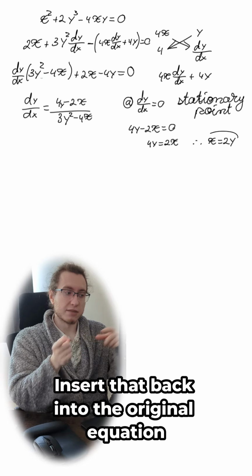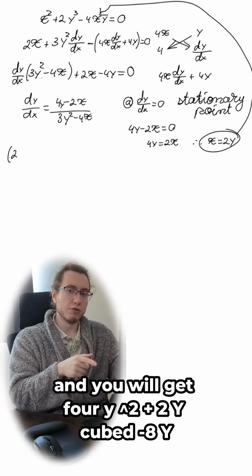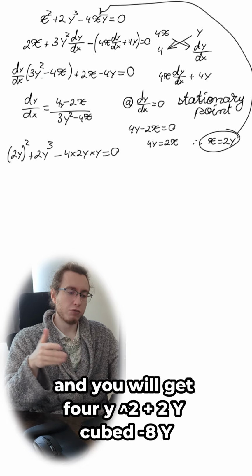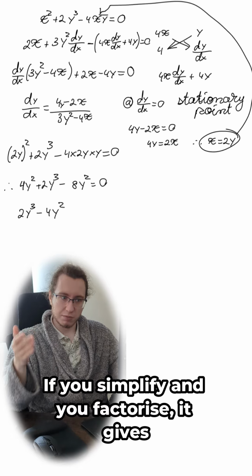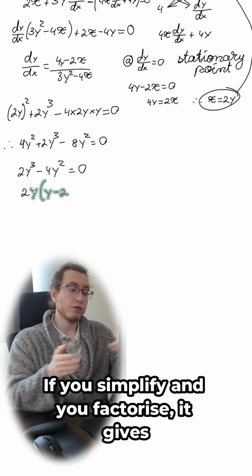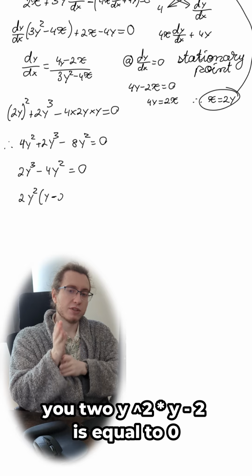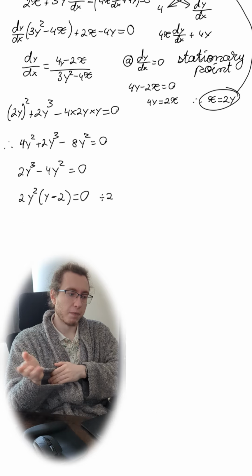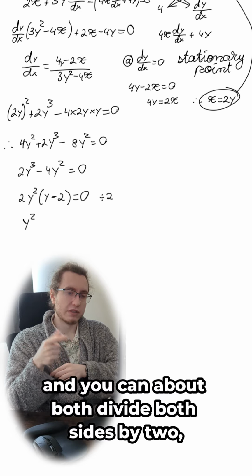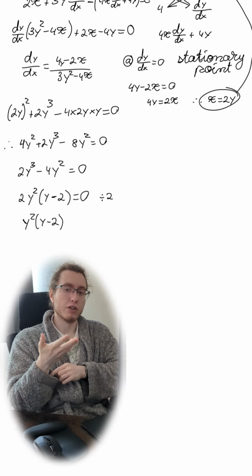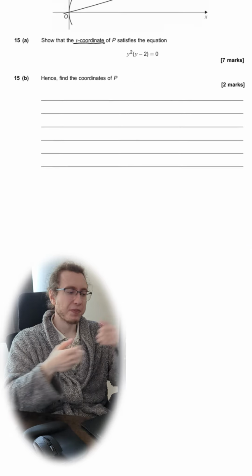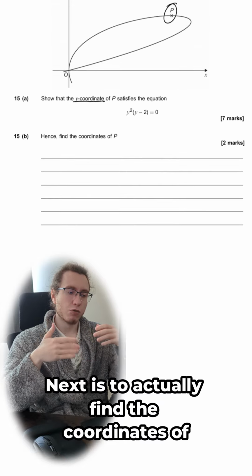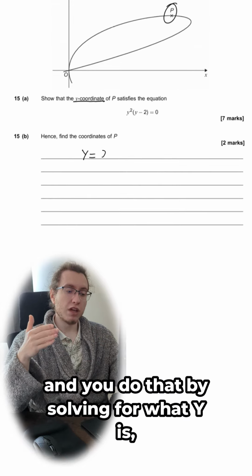point. Insert that back into the original equation and you get 4y squared plus 2y cubed minus 8y squared is equal to 0. If you simplify and you factorize, it gives you 2y squared times (y minus 2) is equal to 0. And you can divide both sides by 2, giving you y squared times (y minus 2) as requested. Easy money.